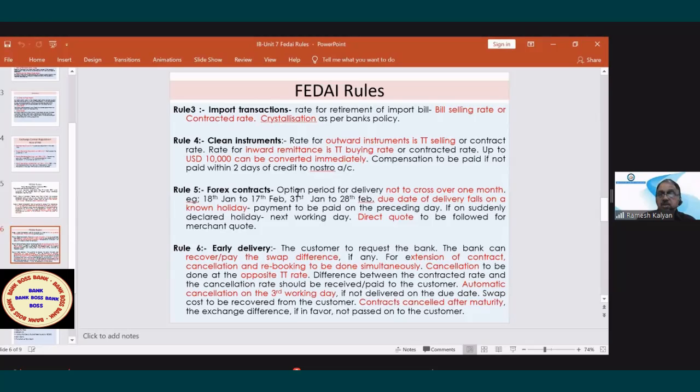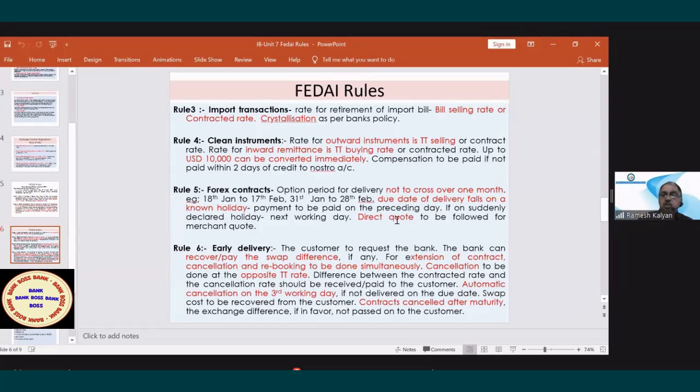Forex contracts also: if it is 1 month, the meaning of 1 month is either month beginning to month beginning, 1st January to 1st February, or month end to month end, January 31st to 28th or 29th February. Suppose it is mentioned 18th January, it means 18th January to 17th February. It cannot be 18th January to 18th or 19th February. That is what we call crossover.